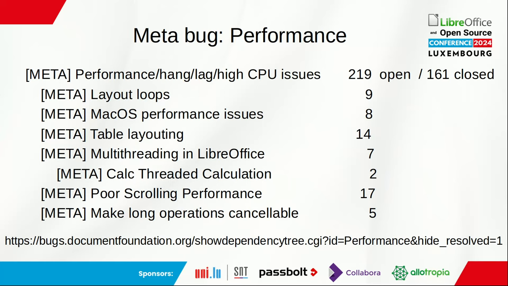This is an overview of performance related bugs. We have a big meta bug with the name performance. It is created to gather performance related issues. There are in total more than 200 bugs open, but through the past years 161 reported bugs were closed. So there is an ongoing work to fix those bugs. And as you can see, there are bugs related to layout loops. Infinite loops can be there as problems and bugs. And also there is a separate category for macOS.